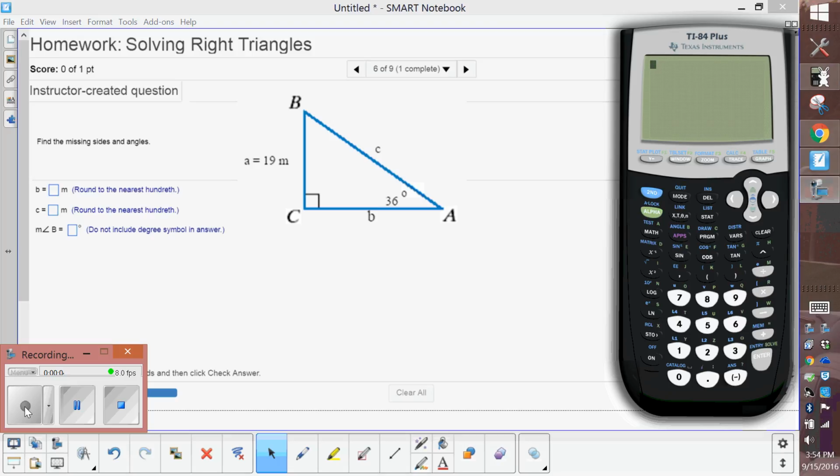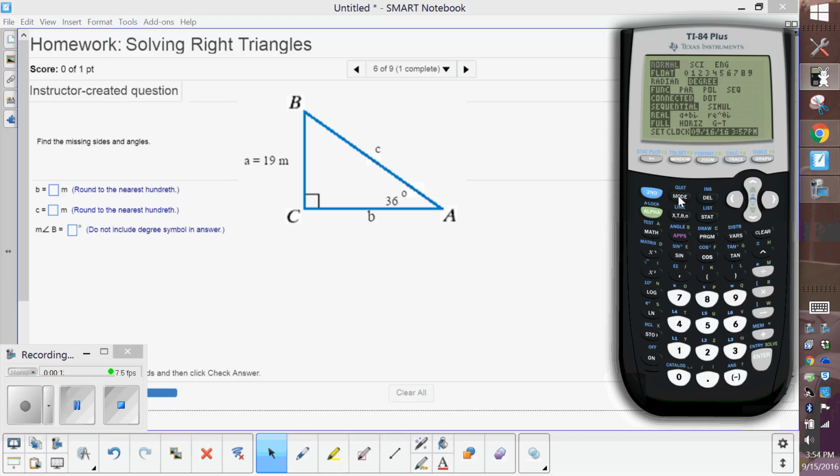Leifer again. This is Solving Right Triangles assignment, question number 6. You'll notice I have my graphing calculator on here. Again, make sure you hit mode and you scroll down and you are in degree mode or all of your answers are going to be wrong.